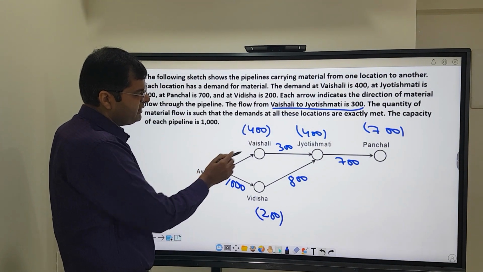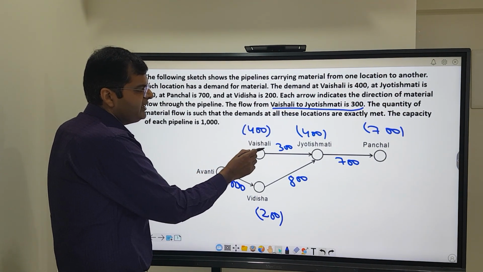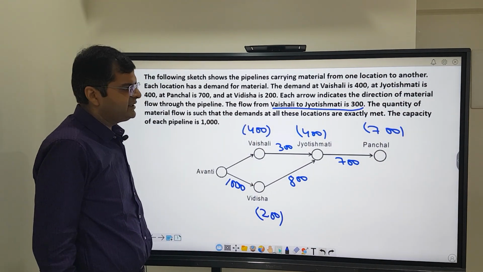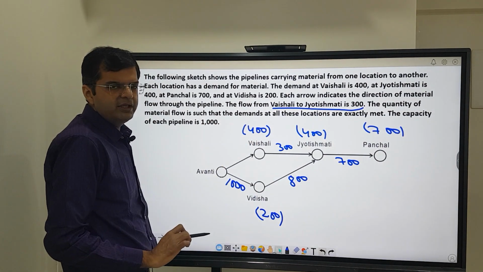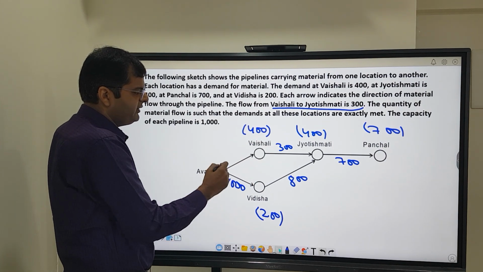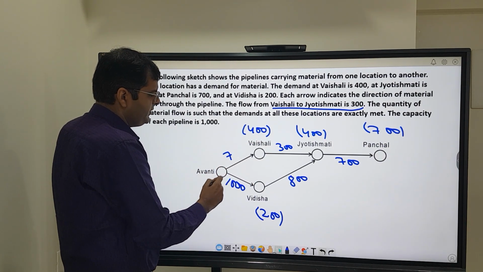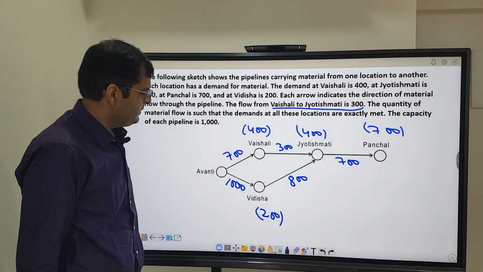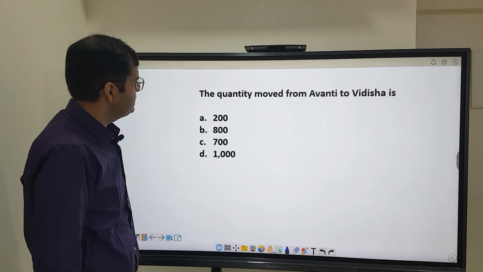Finally, Avanti to Vaishali we have to figure out. Now Vaishali supplies 300 to Jyotishmati and 400 it uses for itself. That means 700 should reach Vaishali, that is 400 plus 300. So 700 goes from Avanti to Vaishali. So now we know all the flow of materials. Okay. Now looking at the questions.